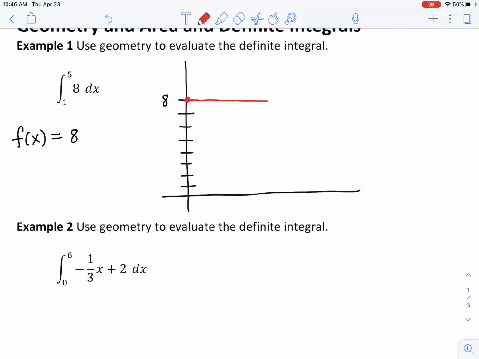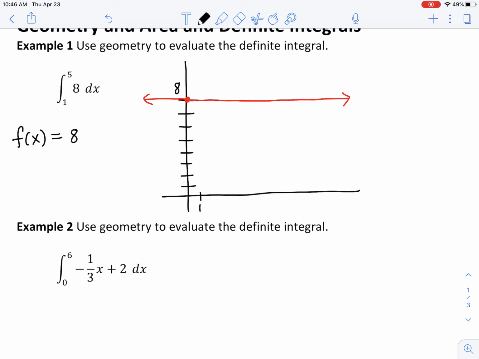I'm trying to be very good with my picture today. So I go 1, 2, 3, 4, 5, 6, 7, 8. And it's a constant function. So what I'm going to have is all these points lined up at a y value of 8. And not only does it go to the right, it is also going to the left, right? So that's the function. And that's the integrand right there, right?